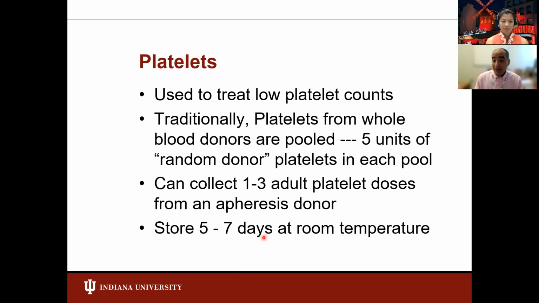The platelets, unlike the red blood cells that can be stored over a month, have to be used within a week. So it's a much shorter time frame.